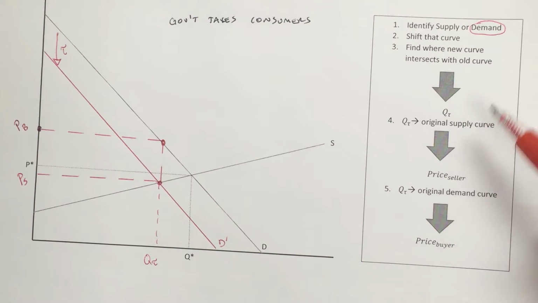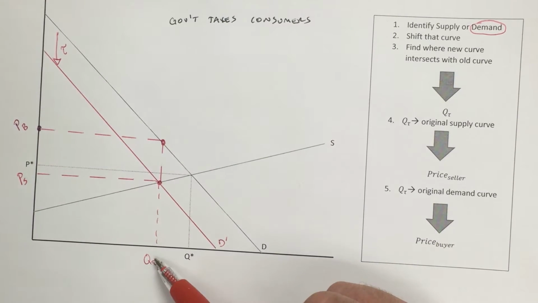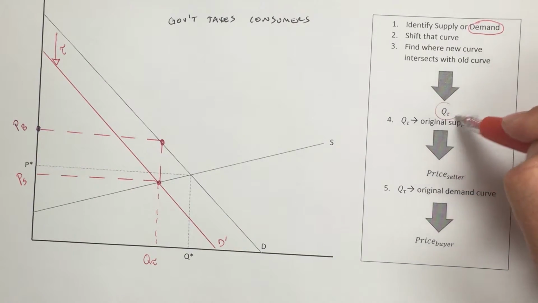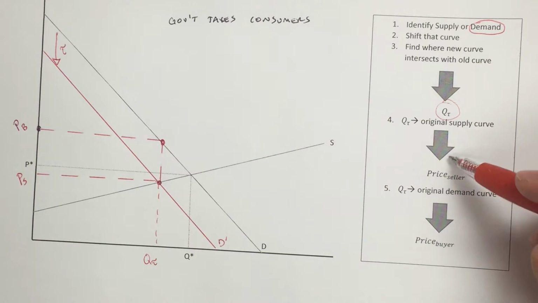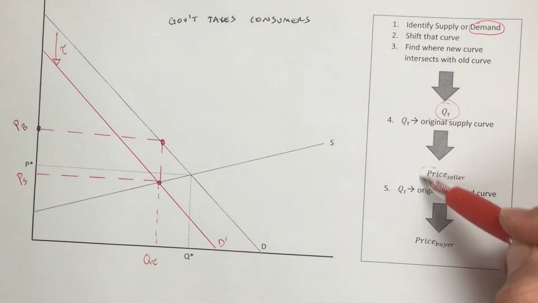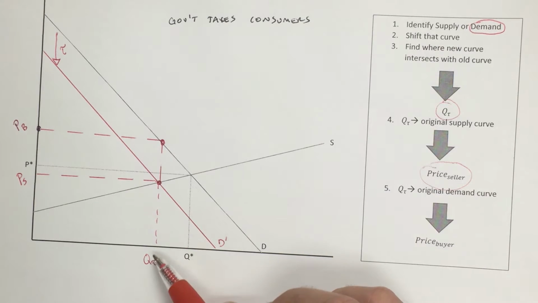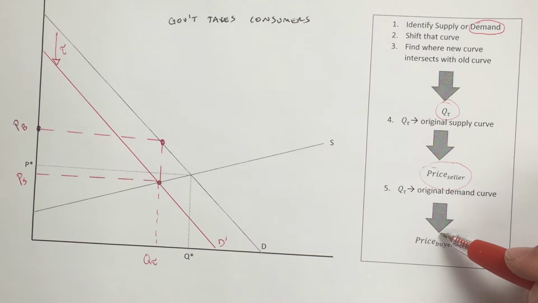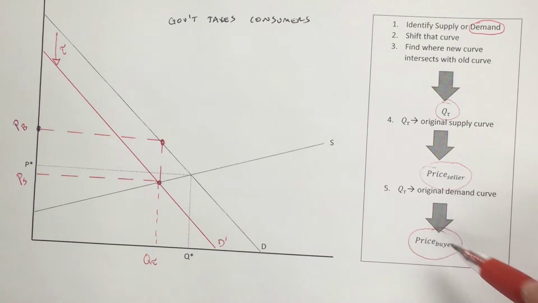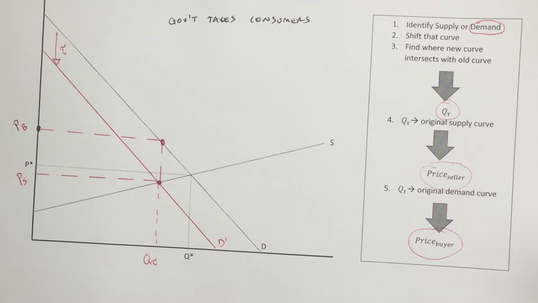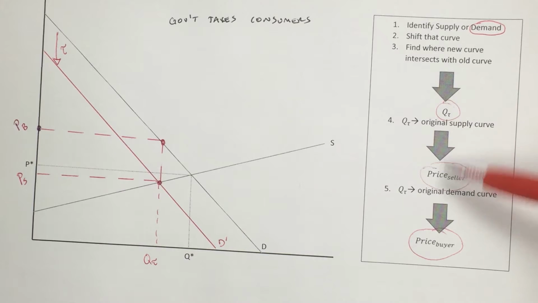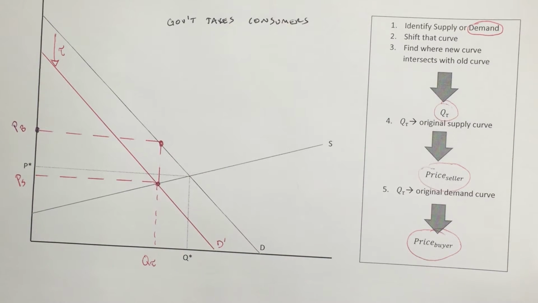And so this now tells us all the important points. We find the optimal quantity by finding where the new lines intersect, put that quantity into our supply curve, and that finds the price to the seller. Then we take that quantity and put it into the original demand curve, and that tells us the price to the buyer. Now steps 4 and 5 can be switched. That's not a problem at all. But once we get QT, then we can do steps 4 or 5, whichever order makes the most sense.